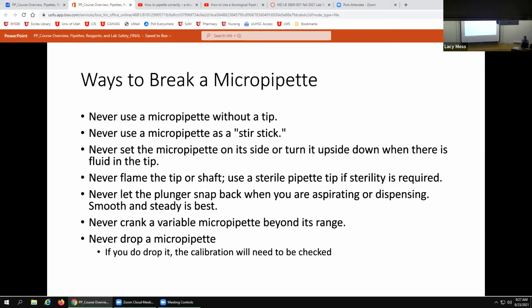If you need sterility, we have boxes of sterile tips. Those tips are autoclaved, they're magically sterile. Use those. Never let the plunger snap back when you're aspirating or dispensing. So that's basically just slow and steady.